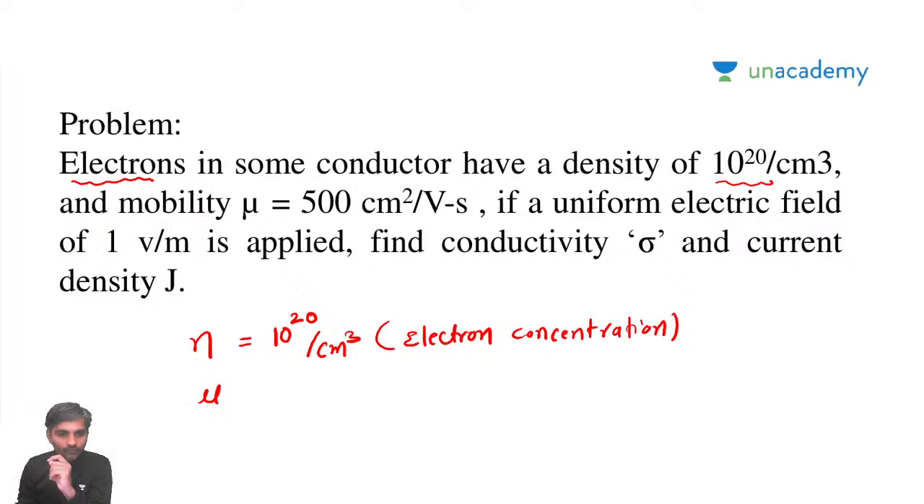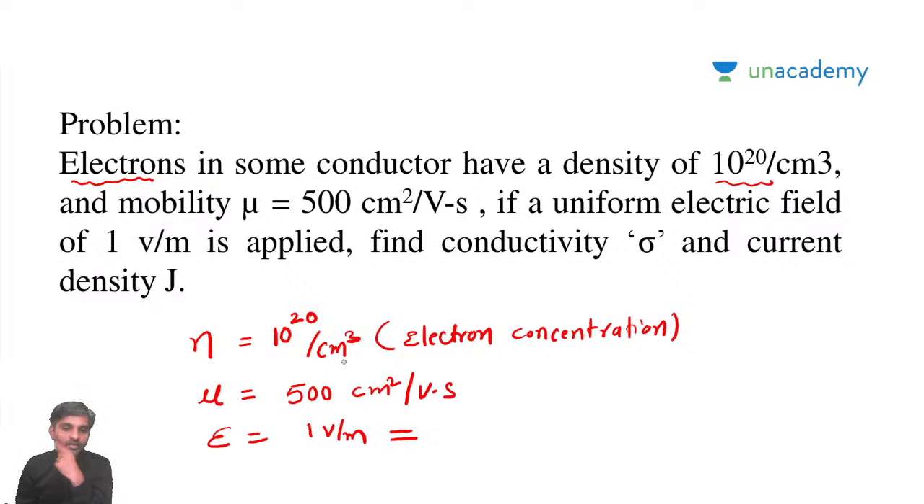And then you will have mu, which is nothing but 500 centimeter square per volt second. And then he has given an electric field E equal to 1 volt per meter. You should remember here, as I told you, either convert the centimeter units into meters, or convert the meters into centimeters. While solving the problem, ensure that all the units are the same.